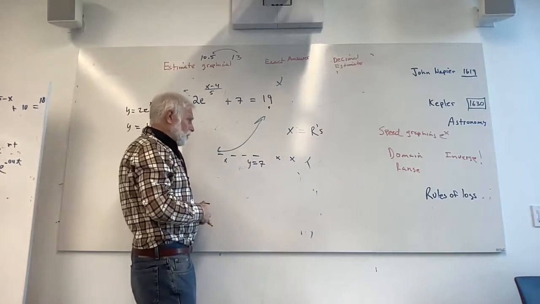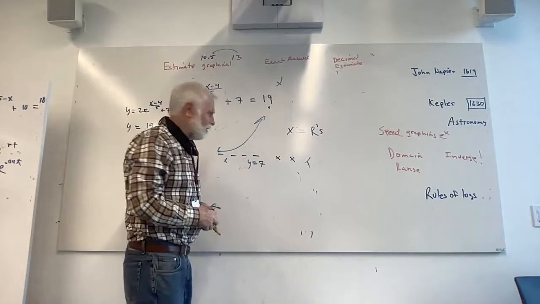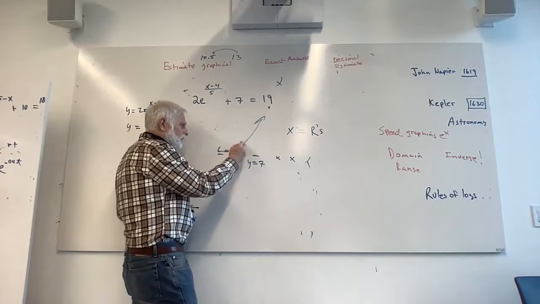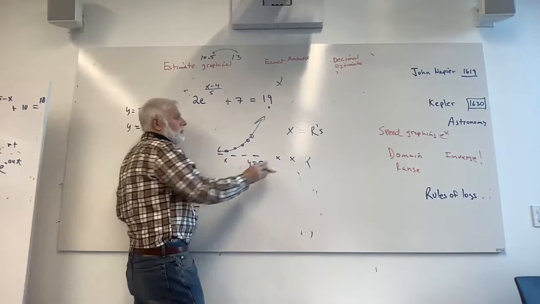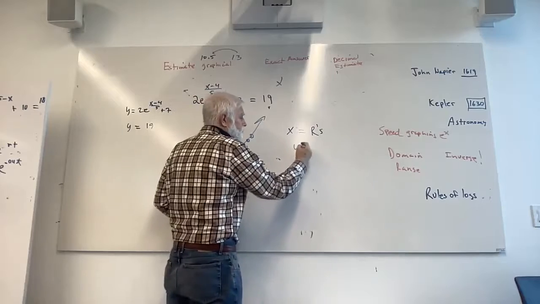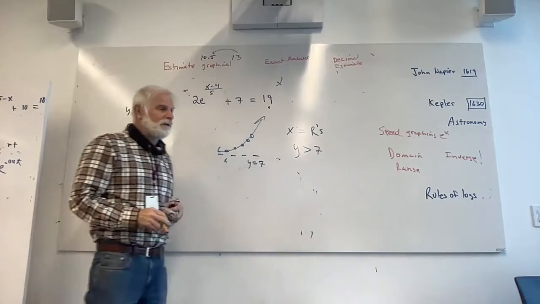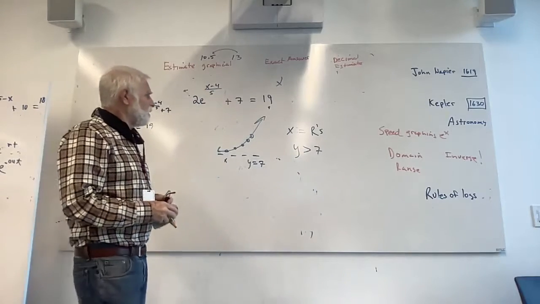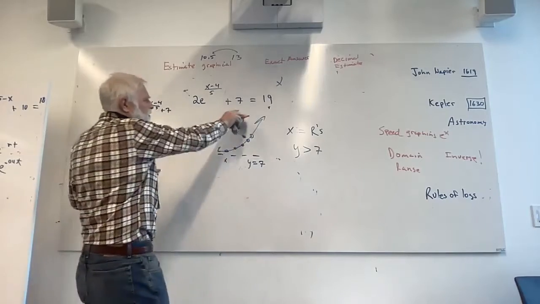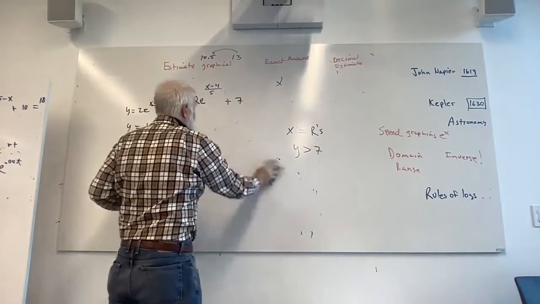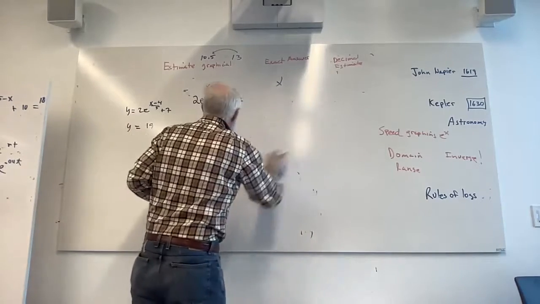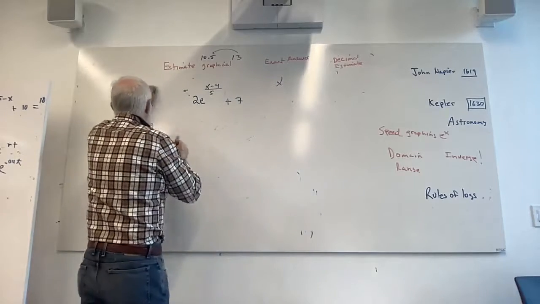But the range, oh, there's a restriction on the range. Every single one of these y values is positioned where? Above 7. So that's your domain and range. And the last thing we're going to do is the inverse, but I'm not going to do the inverse of the equation. I'm just going to do the inverse of this. All right, so let's get rid of that.